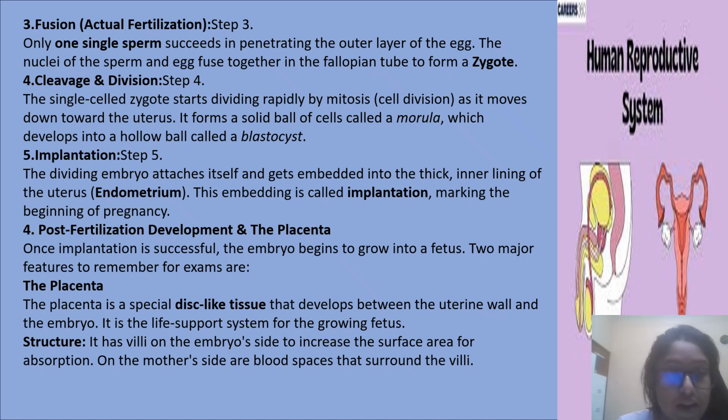Next, step 5 is implantation. The dividing embryo attaches itself and gets embedded into the thick inner lining of the uterus, that is the endometrium. The embedding is called implantation, marking the beginning of pregnancy.